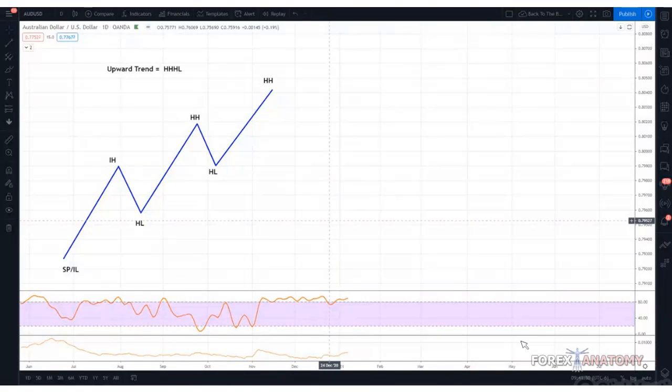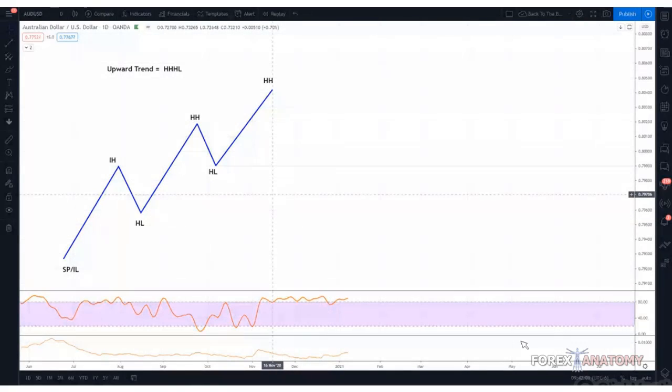Like, to keep it general, you want to buy in an upward trending market, and you want to sell in a downward trending market. So I think Melvin is going to do the sell. Yeah, I'm going to talk about that.